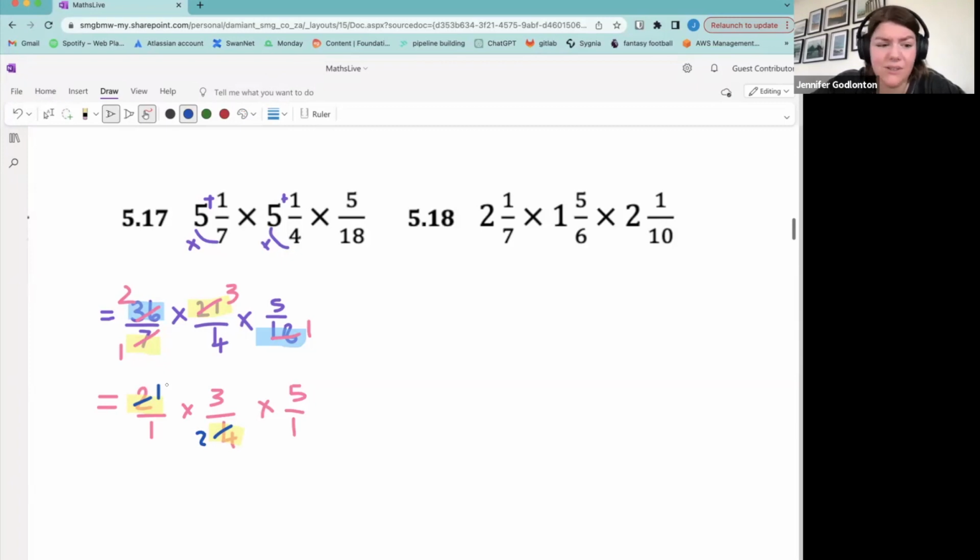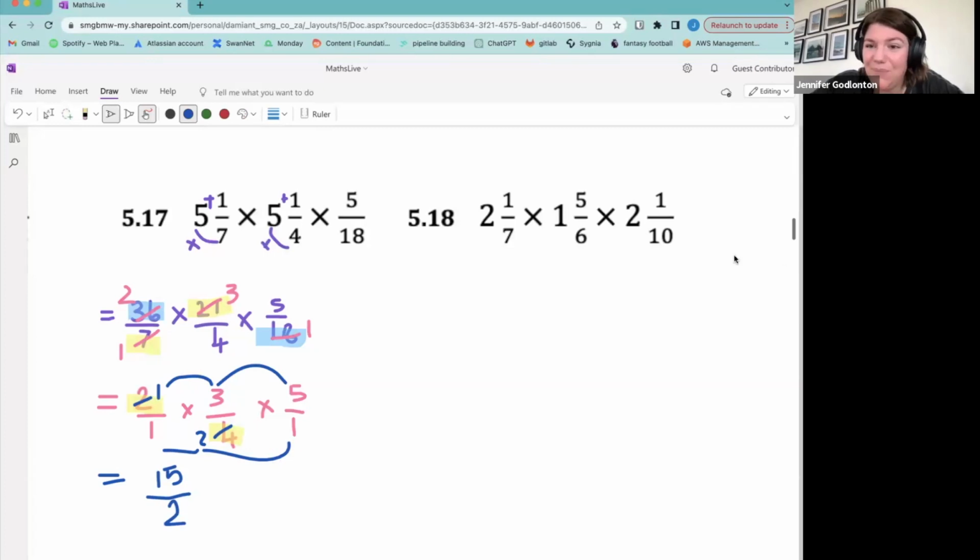Then all we have to do is multiply our numerators and multiply our denominators. So 1 times 3 is 3. 3 times 5 is 15. So we're going to have 15 at the top. And at the bottom, we've got 1 times 2, which is 2. 2 times 1, which is 2. So we land up with 15 over 2. Okay.